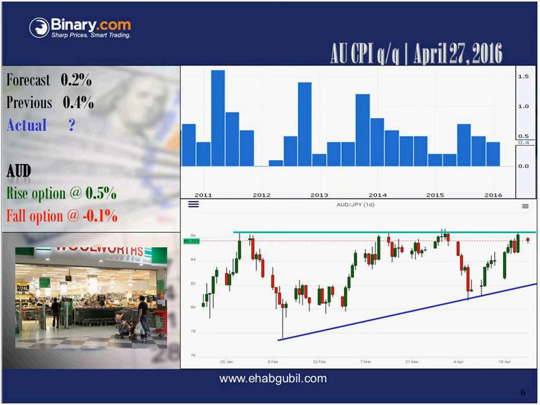Of course, the deviation that I am looking for is at least 0.3%. So on a minimum release of 0.5%, I would make a rise option on the Australian dollar. After a decent retracement, if we get a minus 0.1% or worse release, I would make a fall option on the Australian dollar immediately.